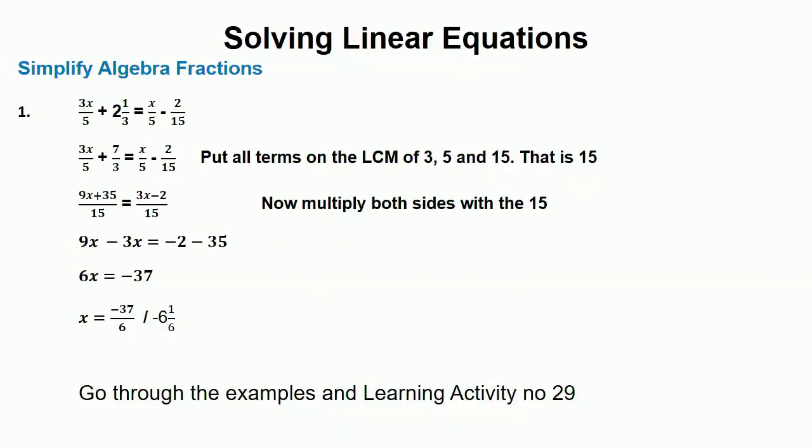Get rid of the 6. I divide by 6, both sides. So minus 37 divided by 6 gives me minus 6 and a 6. That's your final answer. Always give your answer as a mixed number. It's always best, a mixed number as a fraction.